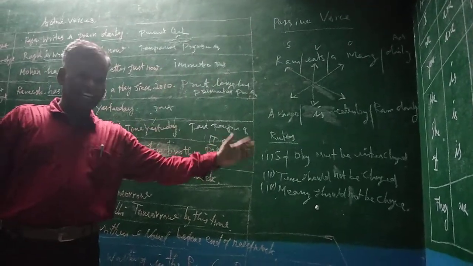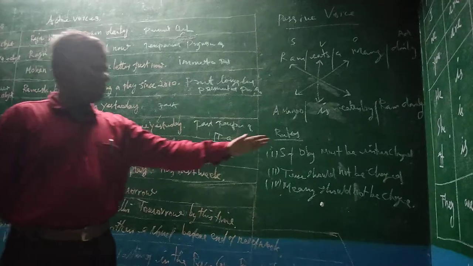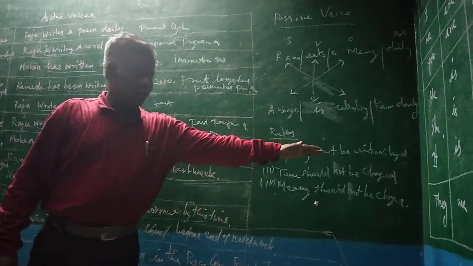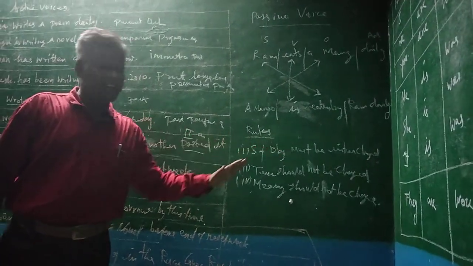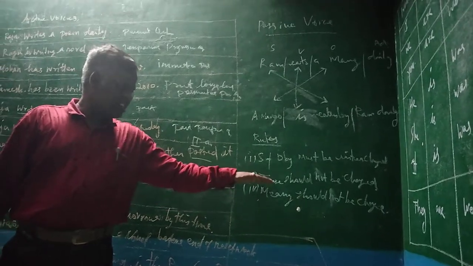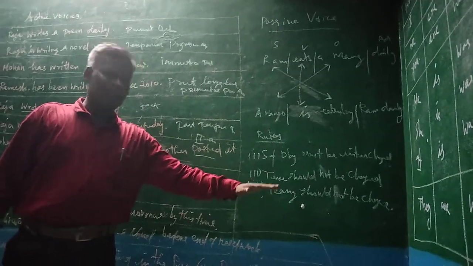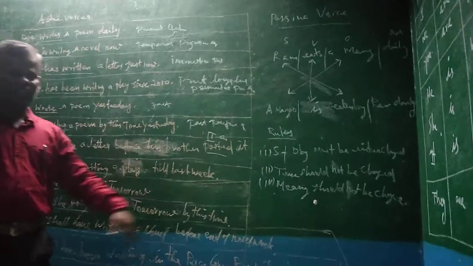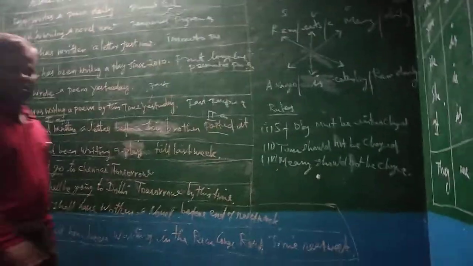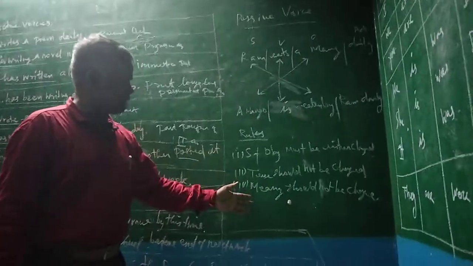Now, what are the rules and conditions of the passive voice? The subject and object of the active voice should be changed, the tense should not be changed, and the meaning should not be changed.